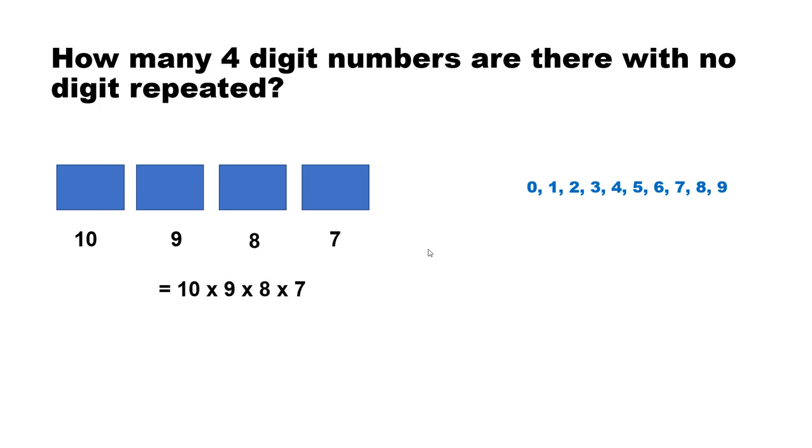So the number of ways in which 4-digit numbers can be formed is 10 times 9 times 8 times 7, which is equal to 5040. This is the box method that we have used so far.